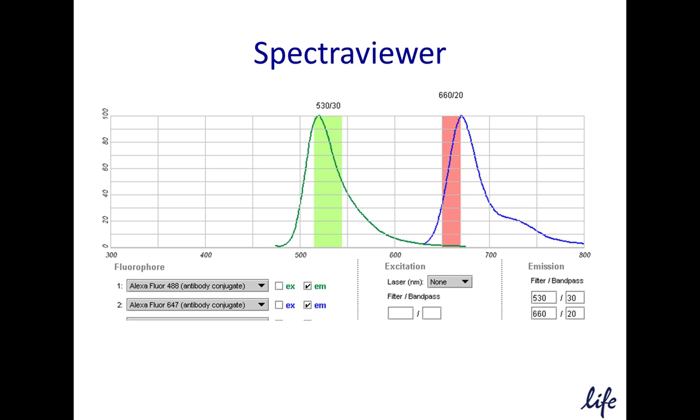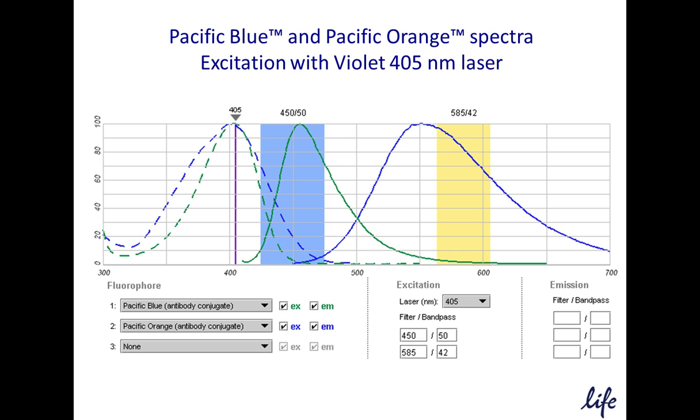So in the Spectraviewer, you can build on the example, and we see that there are emission profiles with collection band filters that can be added. In this example, we see Pacific Blue and Pacific Orange. These are two fluorophores that are commonly used with the violet 405 excitation source. You can see that they are optimally excited by this laser line, and then the emission profiles are shown with the typical bandpass filters that are used for collection.